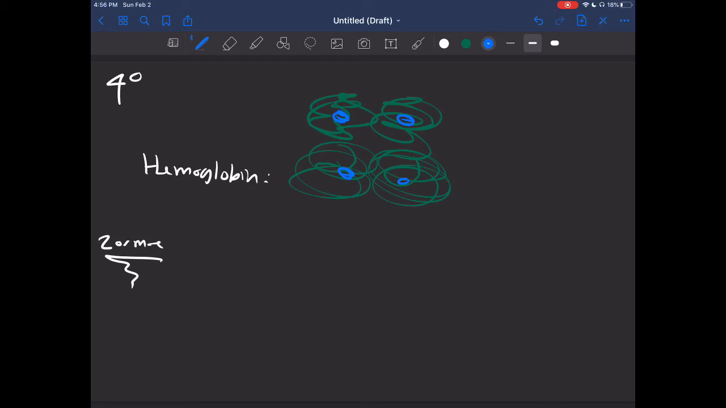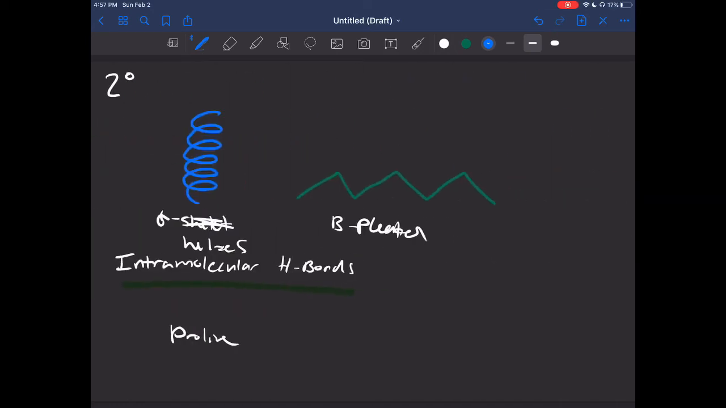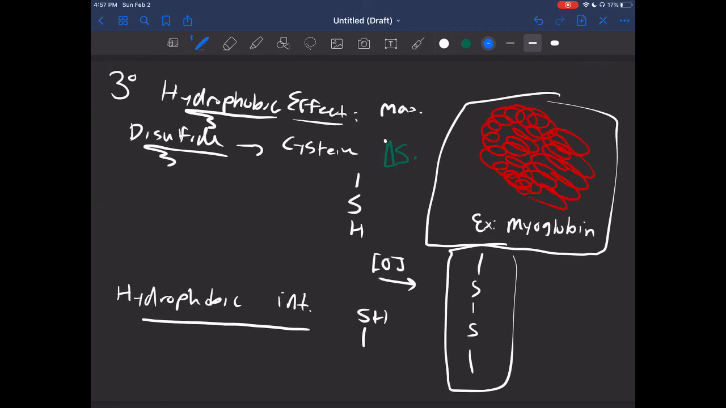But anyways, it's just a brief overview of the levels of protein structure. You have the most basic, which is the amino acid sequence, the primary structure. It's a peptide bond formed through dehydration reactions. So that's your most basic level. Then you have the secondary structure, which is your intramolecular hydrogen bonds, and that's how you get your alpha helixes and your beta pleated sheets. The way to stop that alpha helix from forming is with the proline amino acid, which is found at the end of the alpha helixes.